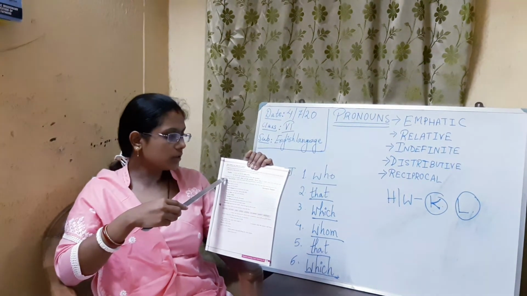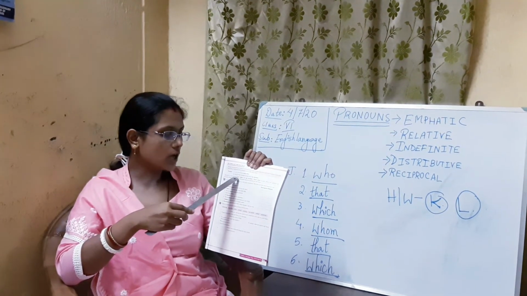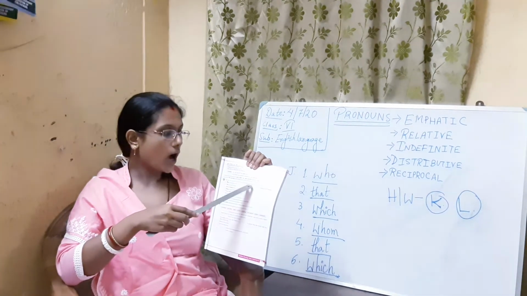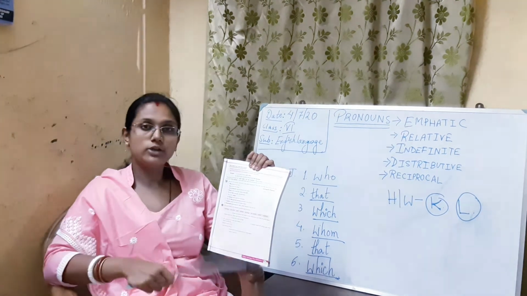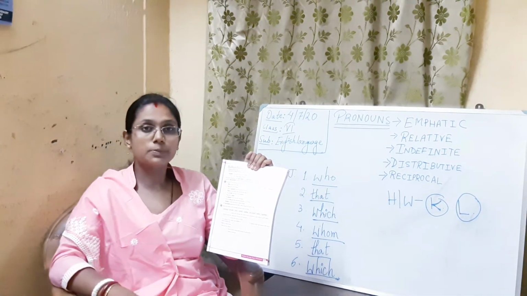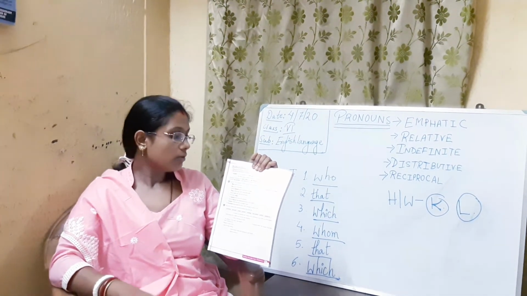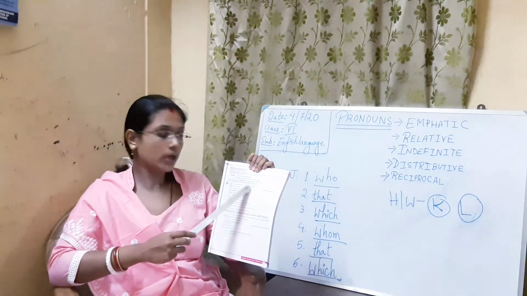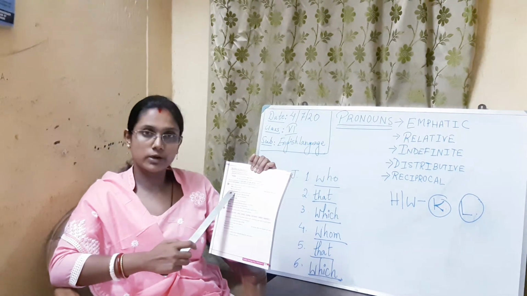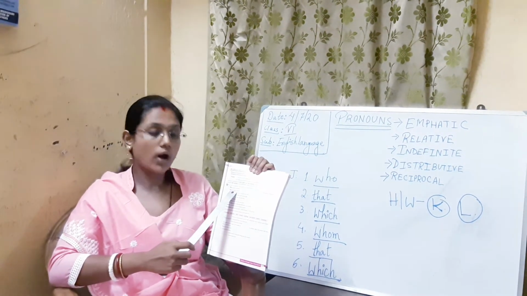Now what are the other reciprocal pronouns? Reciprocal pronouns are each other, one another. Each other is used when two persons are involved. So when two persons are involved, we use the pronoun each other. One another is used when more than two persons are involved. So when more than two persons are involved, we use one another.